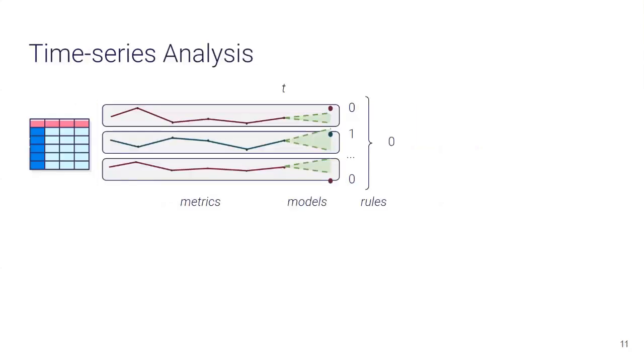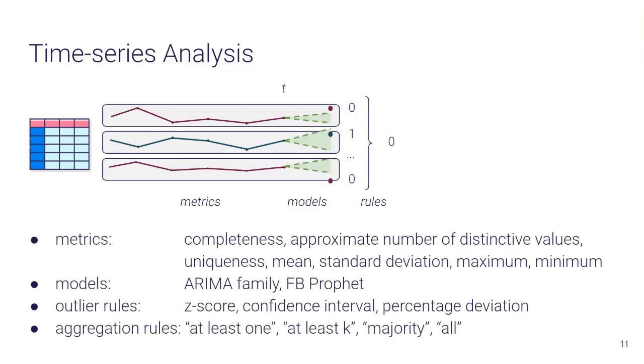In our experiments, we created two prototypes. In the first prototype, we treated every recorded metric as a univariate time series. For every attribute of a batch, we were calculating descriptive metrics. For every timestamp, we were estimating the future value of that metric by applying time series forecasting methods from the ARIMA family, such as autoregressive models, moving averaging models, as well as the Facebook Prophet forecasting library.